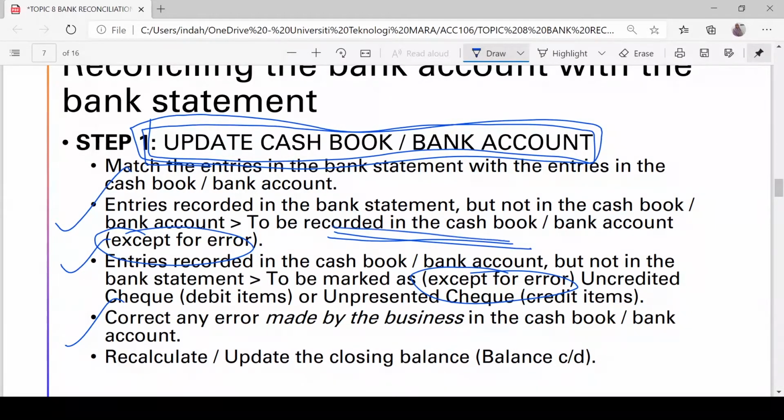You are going to update your cash book. For entries recorded in the cash book, you notice that there are items that appear in the cash book, but when you check your bank statement, they are not there. So for those items, you are going to mark them as uncredited check or unpresented check. Next step, identify if there is any error made by the business. If there is, then we're going to update the cash book also. After you have done all this, you're going to recalculate or update the closing balance of your cash book or bank account. Okay, next step.